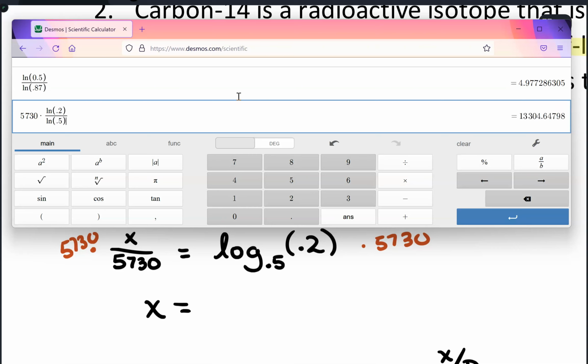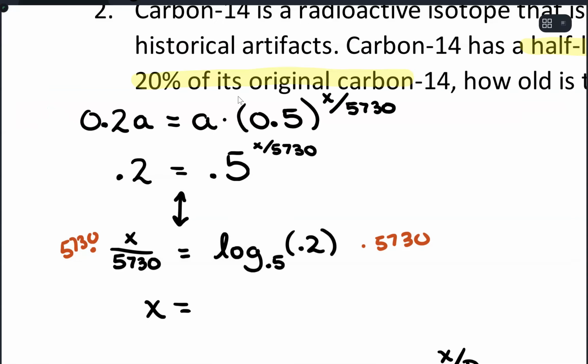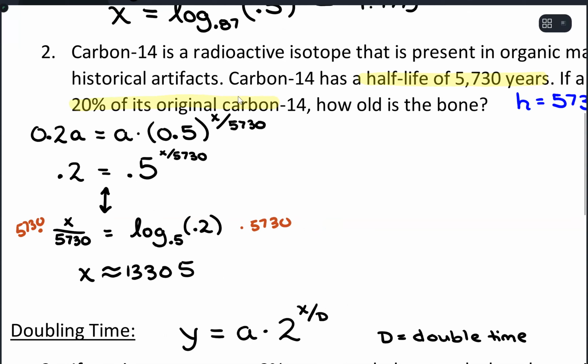And that'll be 13,304.6478. Sorry, I changed the screen, 13,304.6478, yeah. And we can just round to a whole number of time. Let's go ahead and say it's about 13,305. So how old is the bone? The bone is about 13,305 years old.